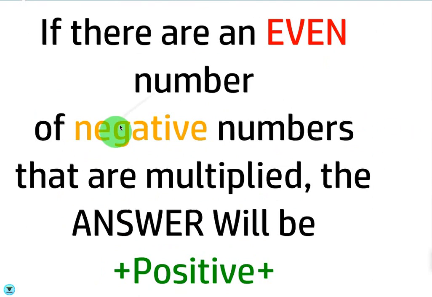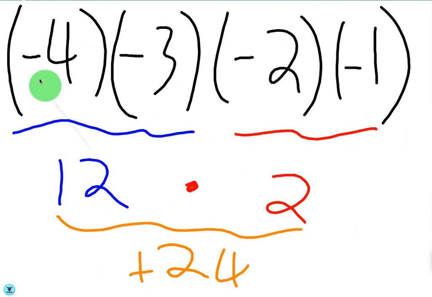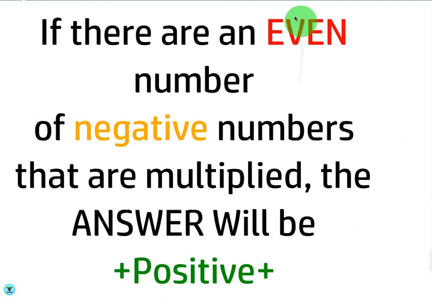If there are an even number of negative numbers that are multiplied, the answer will always be positive. Again, going back to this example, we had 4 negative numbers, and the answer was positive. And here we had 2 negative numbers, and the answer was positive. So if you have an even number of negative numbers, the answer will be positive.